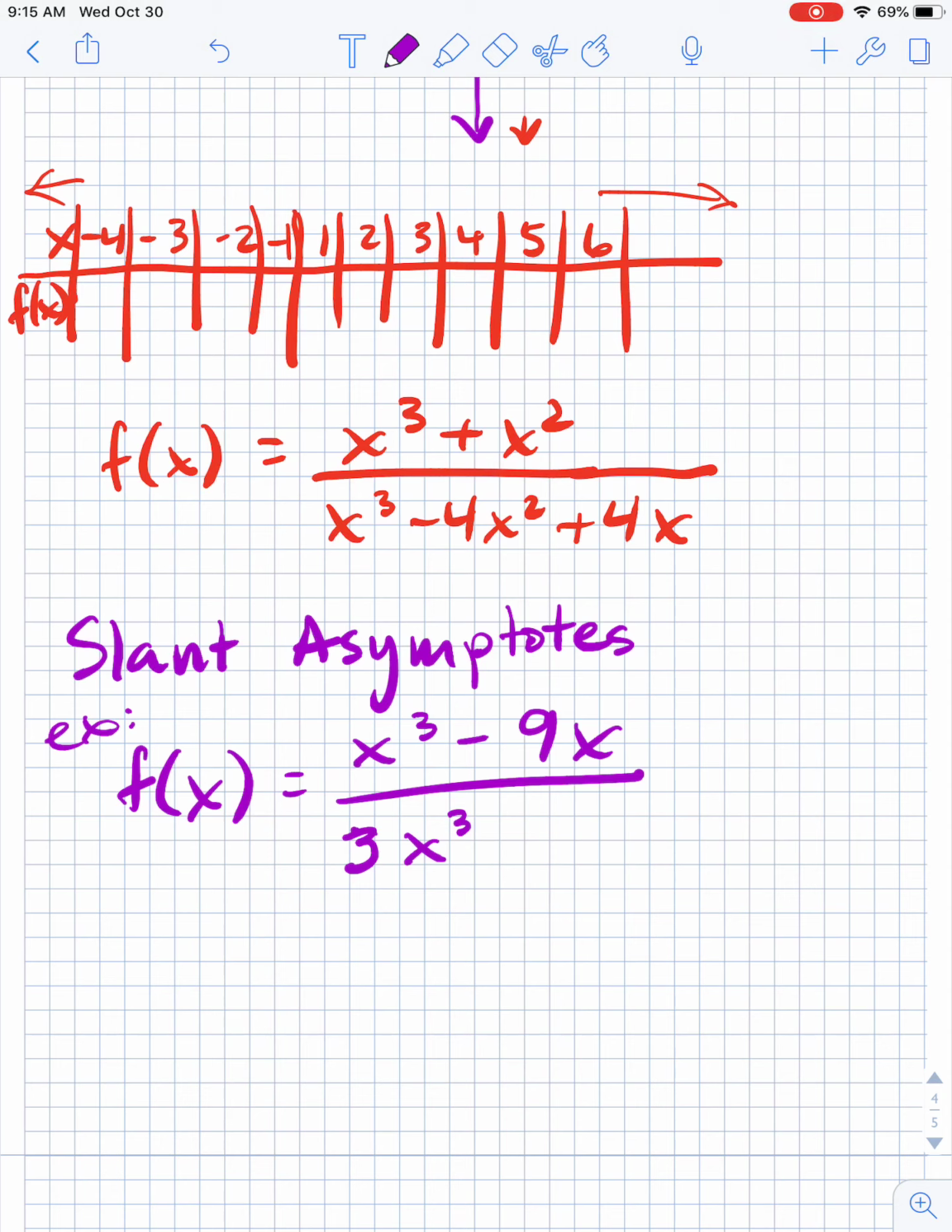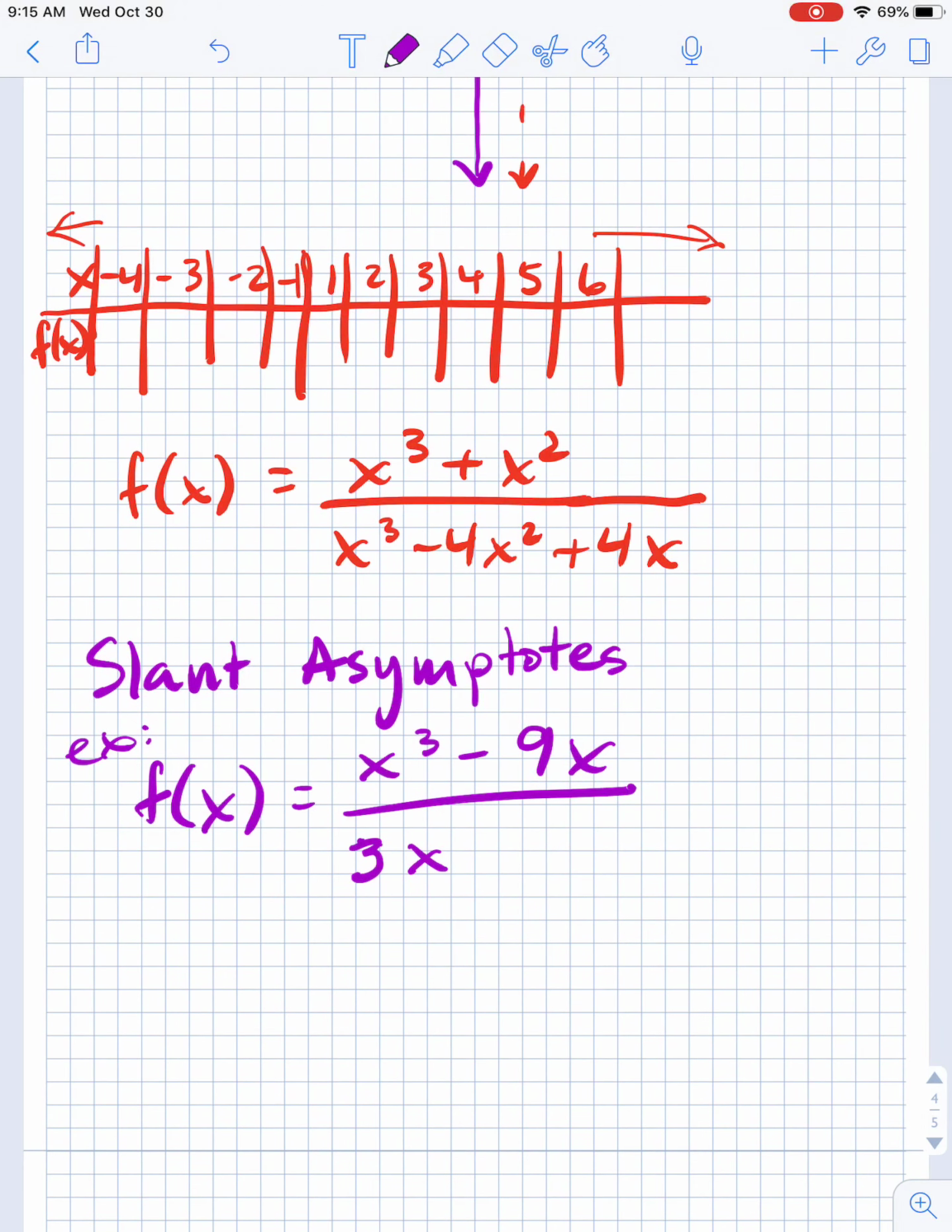If we have x cubed minus x and 3x squared minus 6x minus 9, if I look at the degrees for my leading terms, I can see that my denominator is 1 less than my numerator.